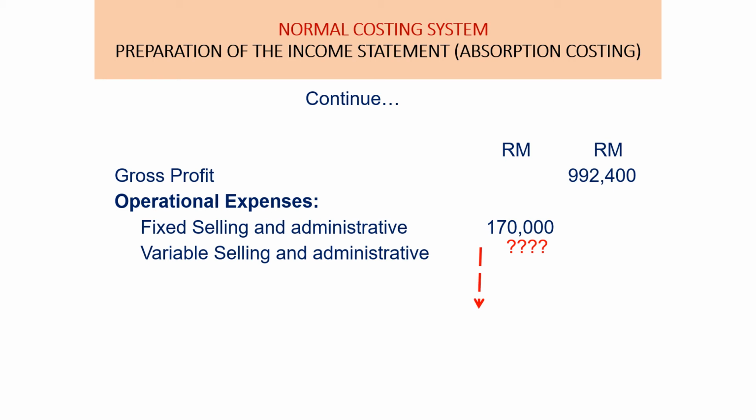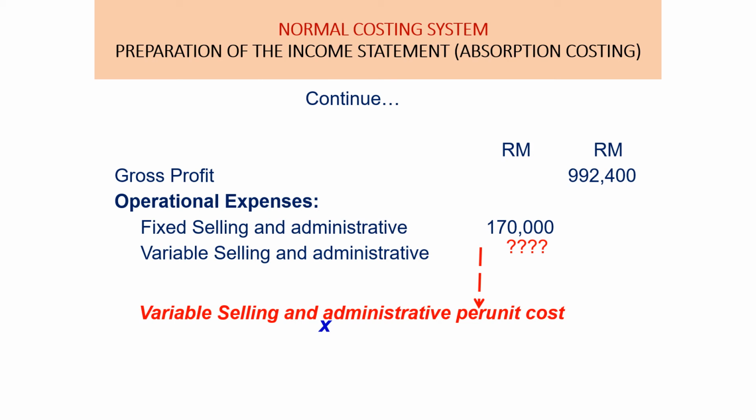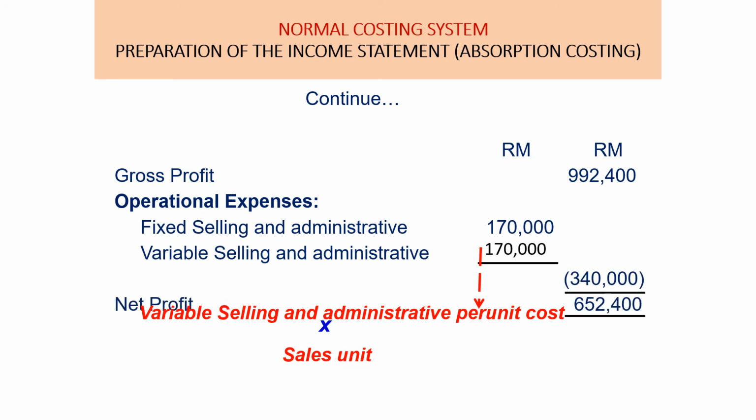The variable is based on units sold times the variable selling and administrative per unit. So you will get 170,000 in here, and the total of operational expenses is 340,000. Gross profit minus the operational expenses, you get a net profit of 652,400.